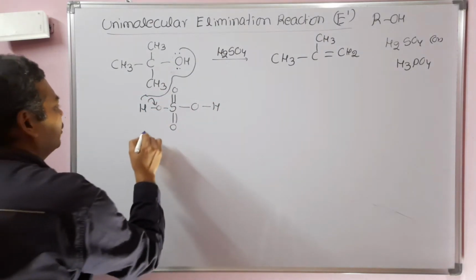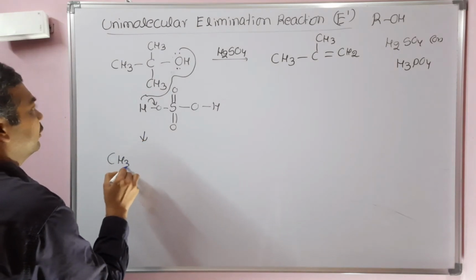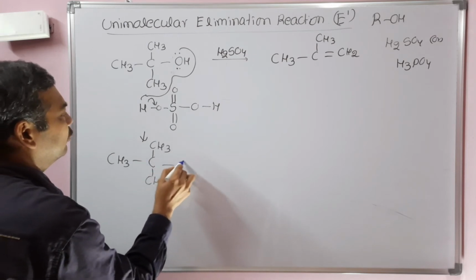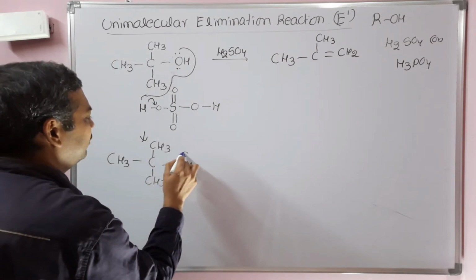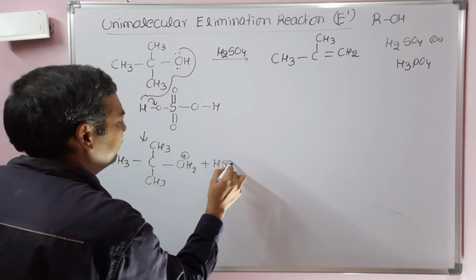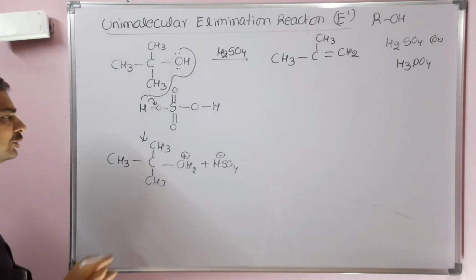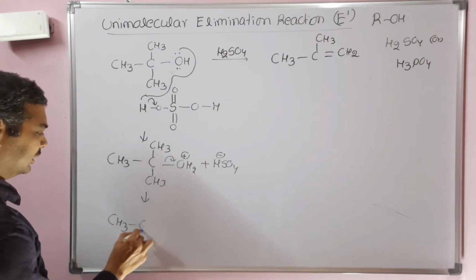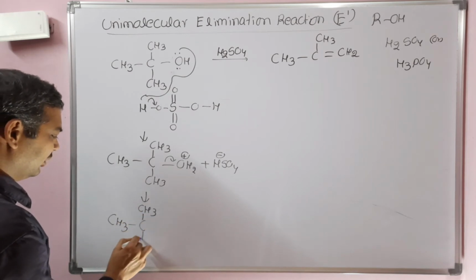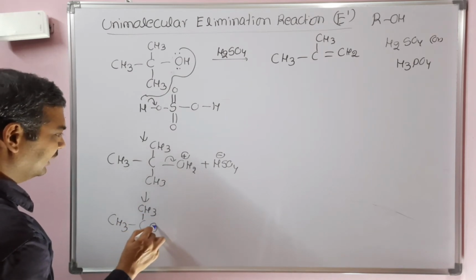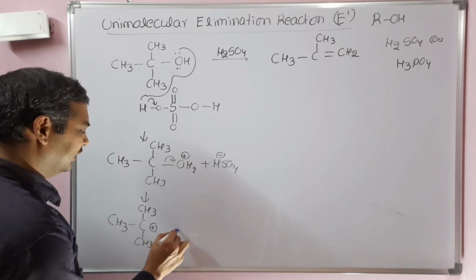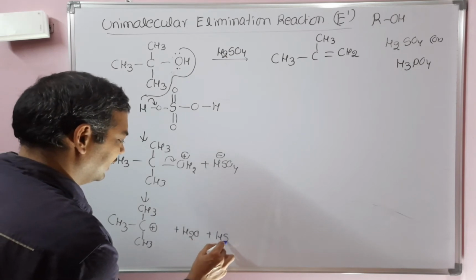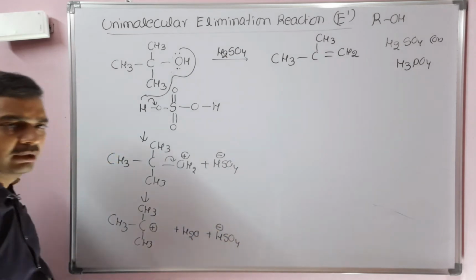As a result, what is happening here? OH2 plus is formed and HSO4 minus is formed here. After that, water is a good leaving group, so a carbocation is formed and water is eliminated into the reaction mixture. We also have HSO4 minus in the reaction mixture, acting as a conjugate base.